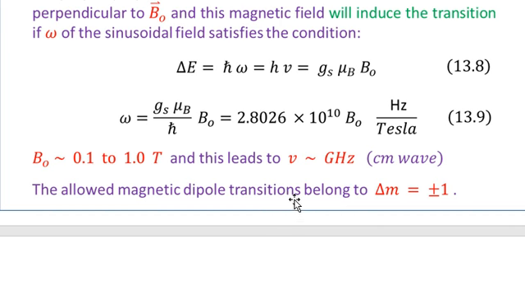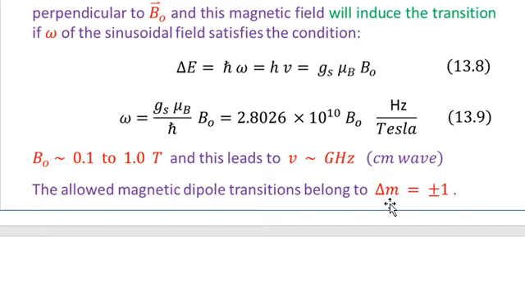The allowed magnetic dipole transitions belong to delta M equal to plus or minus 1. And you know that this delta M may be referred to, in this particular case, as delta Ms, where Ms is the spin magnetic quantum number, and delta Ms will be the change in the spin quantum number. Here I have dropped the subscript s in this equation, because this equation will be valid for the mixed case when both spin magnetism and the orbital magnetism will also be present.